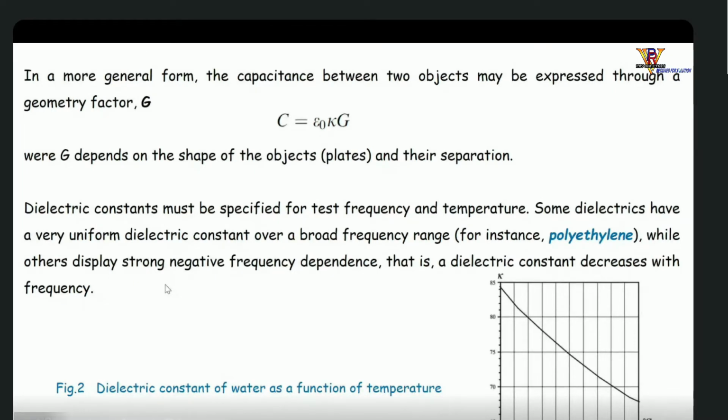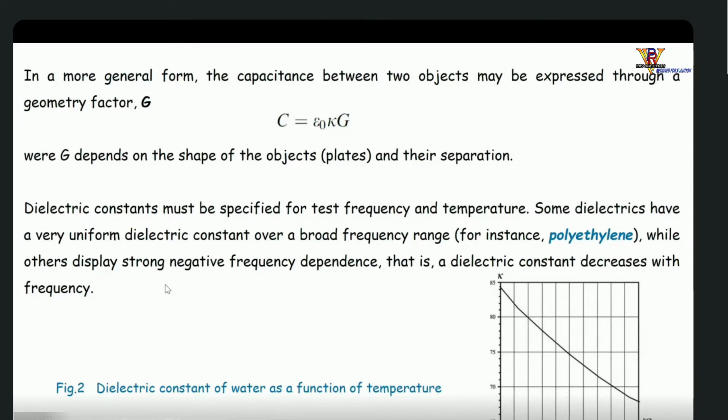Meaning the dielectric constant also depends on the frequency that we apply across this capacitor, and the temperature of the environment as well. Meaning at which temperature the capacitor is present. So some dielectrics have a very uniform dielectric constant over broad frequency ranges.